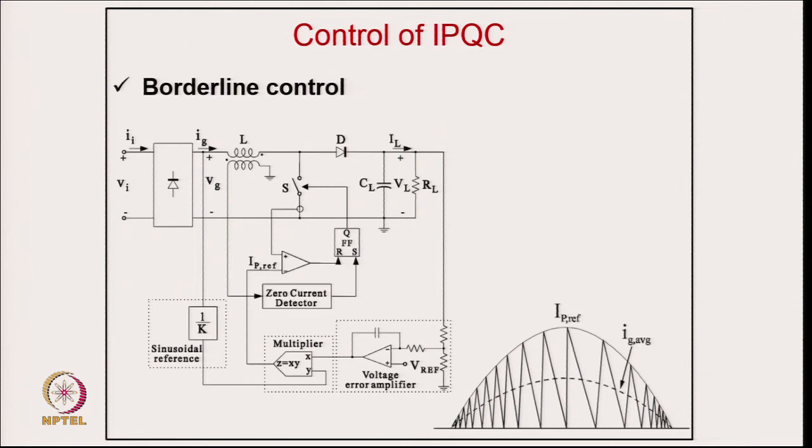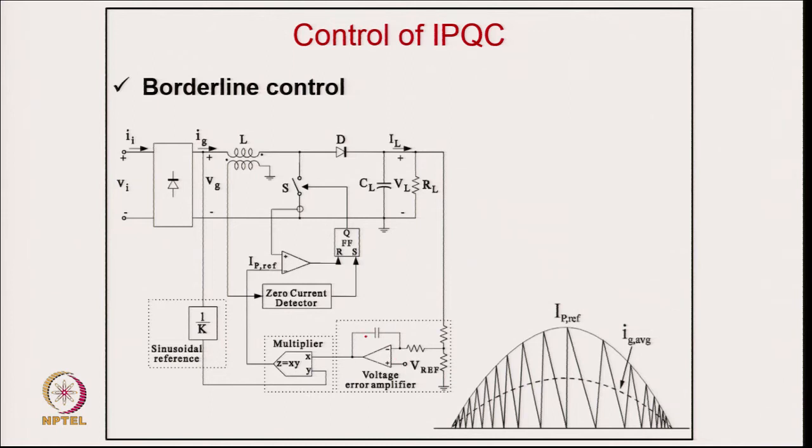So, another is the borderline control of this. Borderline control, we also call it critical conduction mode, means that every time the current touches just 0. So, neither are we going into discontinuous current mode, nor continuous, so we are indirectly taking the benefit of both. So, here also we have again the feedback voltage and reference voltage.